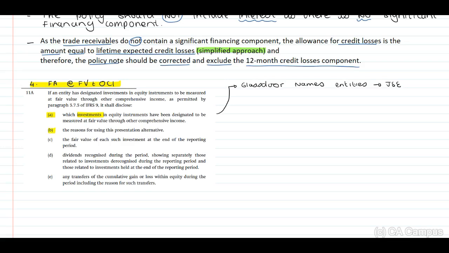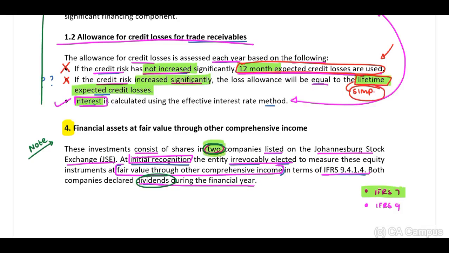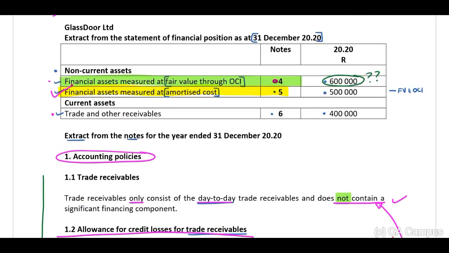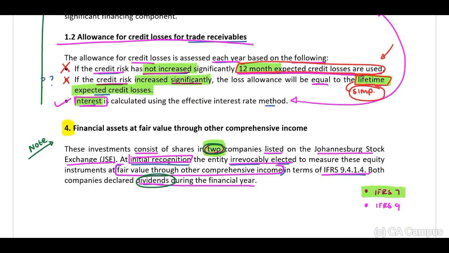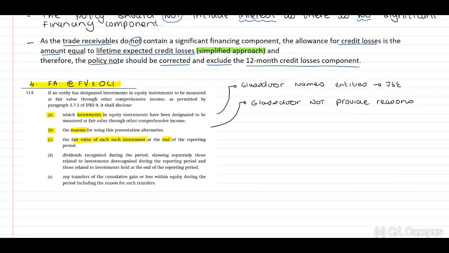In terms of B, reasons for using this presentation alternative, guys, no reasons were provided. They've just indicated that they have elected this. Therefore, again, in application, GreenDoor did not provide reasons. C, the fair value of each such investment at the end of the reporting period. We don't have the fair value, we only have the total. Remember, when we look at the scenario, they've indicated to us that there is 2. We know the total in terms of the extract above is 600,000, but we do not know the fair value of each of these investments. Therefore, again, guys, GreenDoor did not provide us with a fair value.